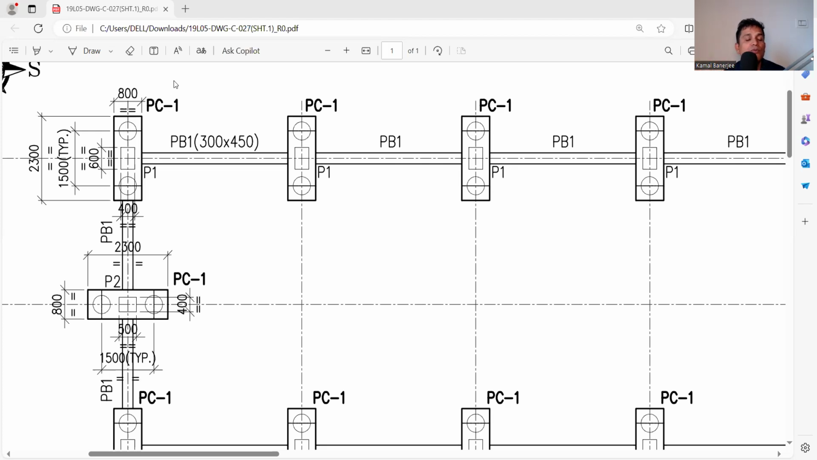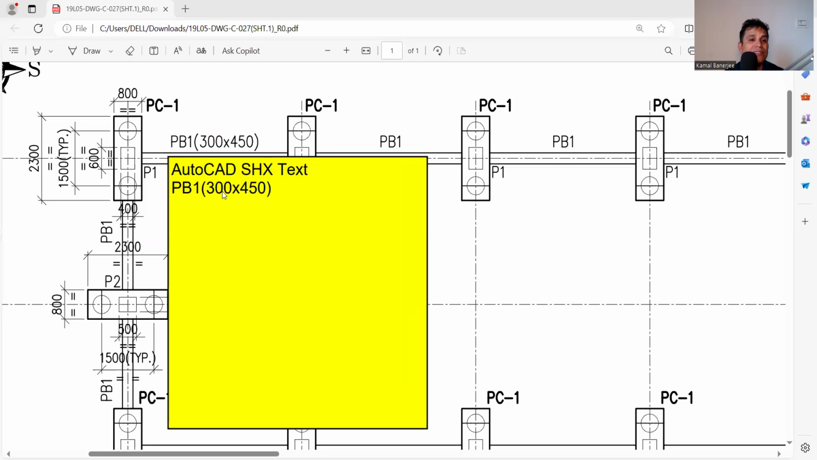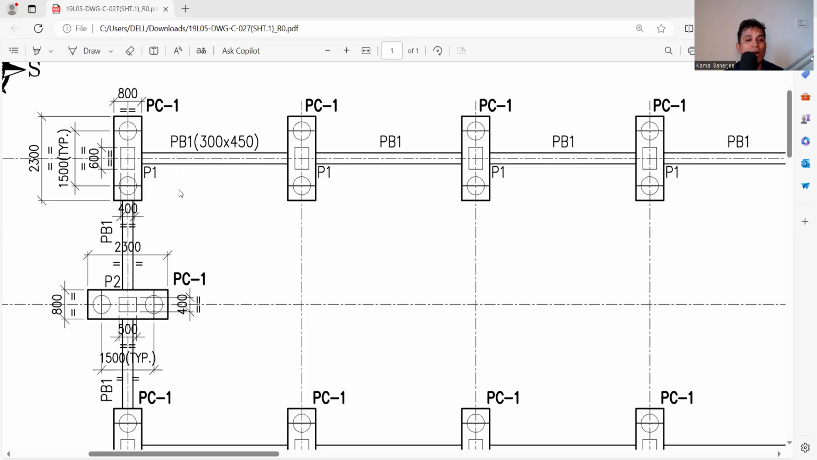We will go to that later. From here itself, what we are getting extra is that there is a column, that is P1, and the P1 dimension is 600 and 400. So 600 into 400 is the dimension, and there is a two pile group. So there are two piles, here one, and the center to center distance is 1500. So from this, we are getting the details.